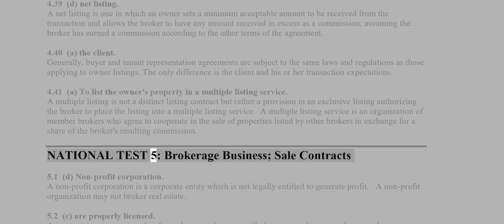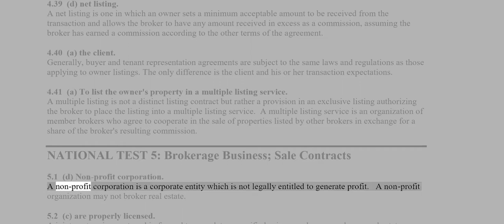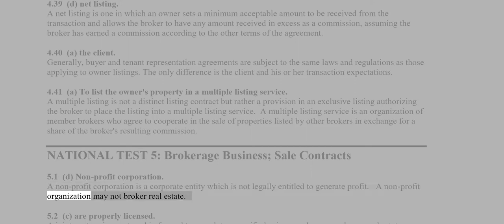National Test 5, Brokerage Business, Sale Contracts. 5.1, D. Nonprofit Corporation. A nonprofit corporation is a corporate entity which is not legally entitled to generate profit. A nonprofit organization may not broker real estate.